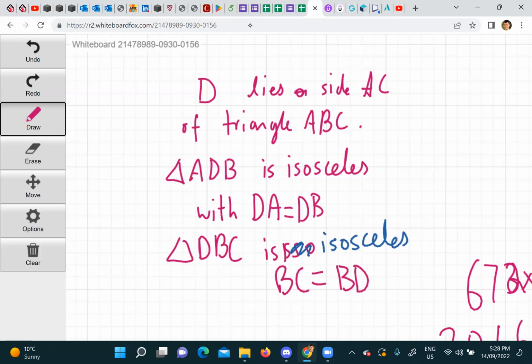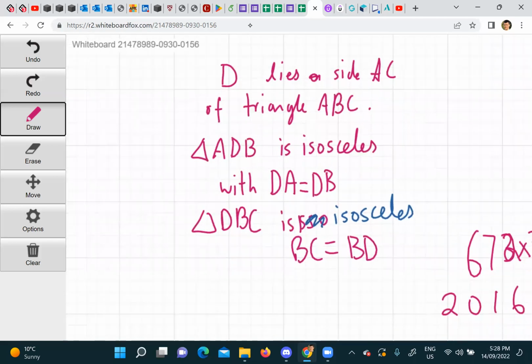All angles in triangles ADB and DBC are an integer number of degrees. So all the angles in these two triangles are an integer number of degrees.